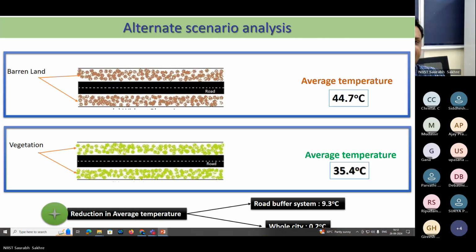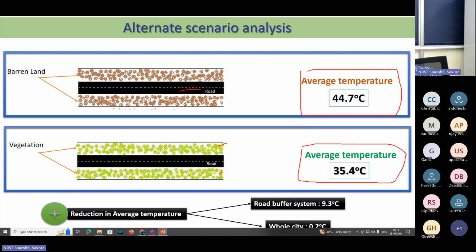And we tried to see what will happen if we replace the 30 meters of area nearby the roads with trees. Suppose there are no trees and only road and barren land, the average temperature will be 44.7 degrees Celsius. But if I replace it with trees, the average temperature will reduce by at least 9 degrees and will be 35.4. So there will be a reduction in average temperature of around 9.3 degrees Celsius in the road buffer system, that is nearby the road, if it is loaded with trees. And over the whole city, it will decrease by 0.2 degrees Celsius. So you can understand the importance of greenery in an urban system.